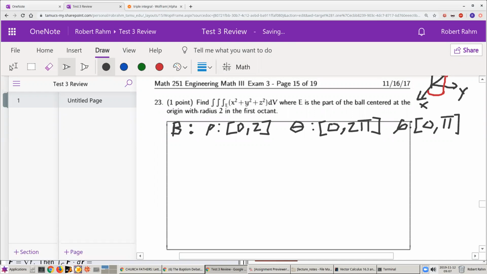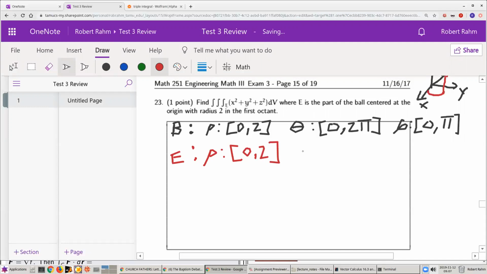All right, but now notice that we don't want the whole ball. We just want the part that's in the first octant. That's what E is. For E, rho is going to stay the same because we still want the part of the ball. We just want this 1/8 of the ball. But rho's still going to go from 0 to 2.